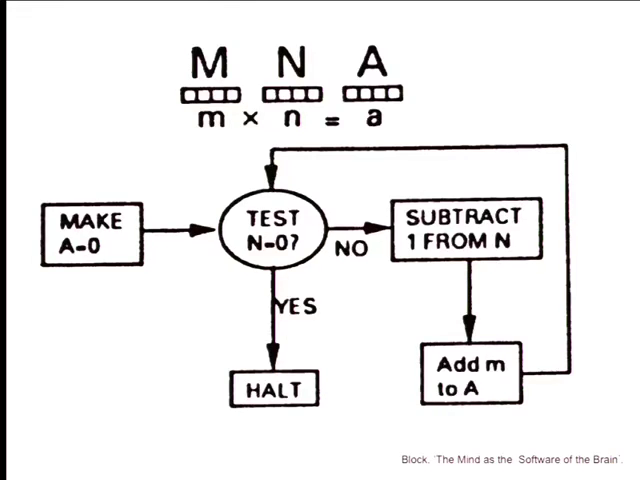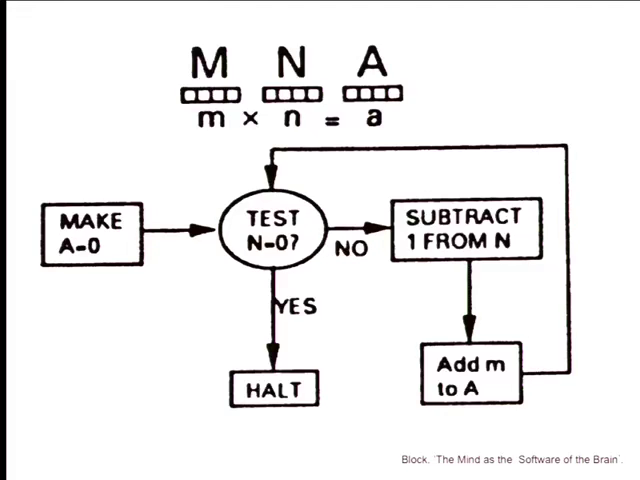I'm trying to find out what the answer is. So over at the left it says, let's make A 0. And then we move over here and we say, is N 0? Well, what's N? N is 3, right? So is that 0? No. So if it's not 0, then you subtract 1 from N. So that's 2. And then you add M to A. M is 12, so I add 12 to A, which is 12 plus 0, which is 12. And then I go back to the start. Is N 0? No, N is 2. So I subtract 1 from N, and I add 12 to 12, which is 24.